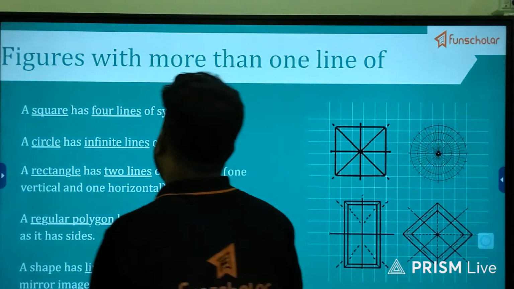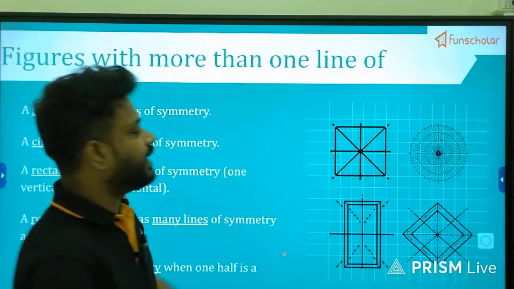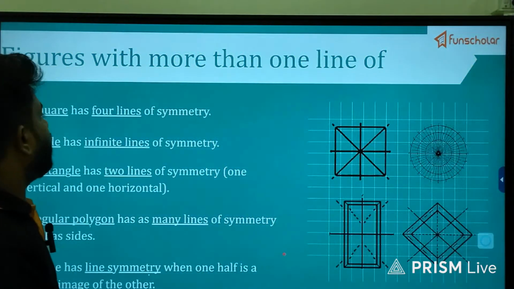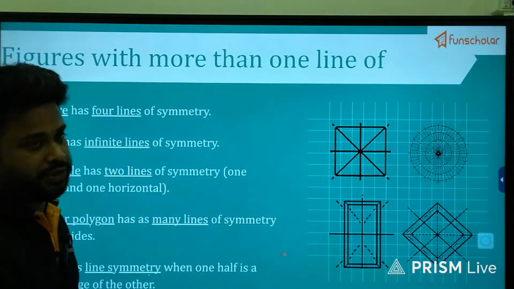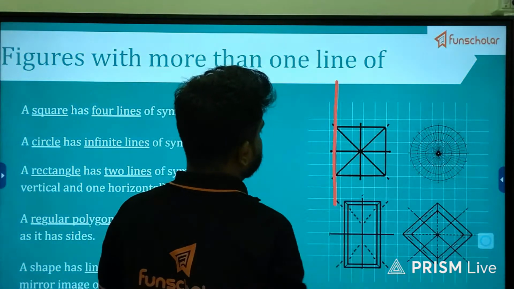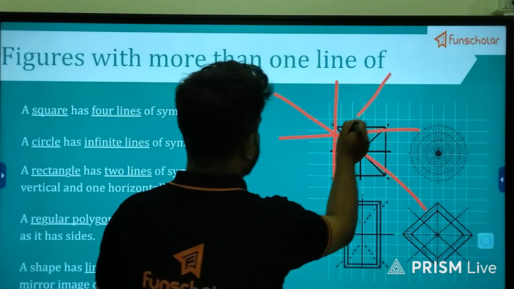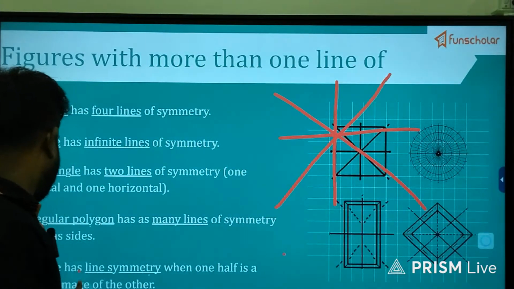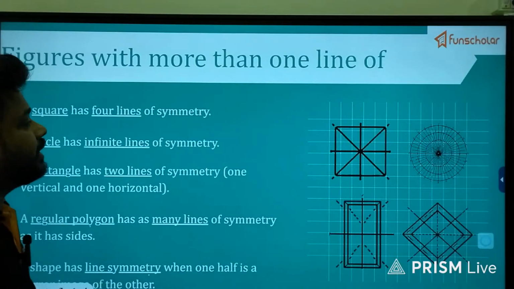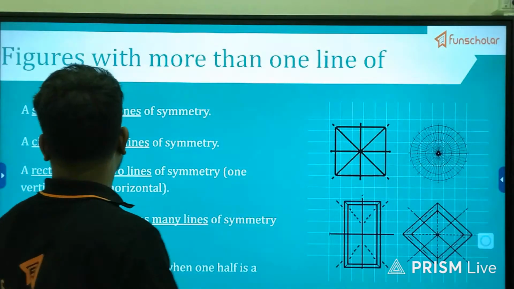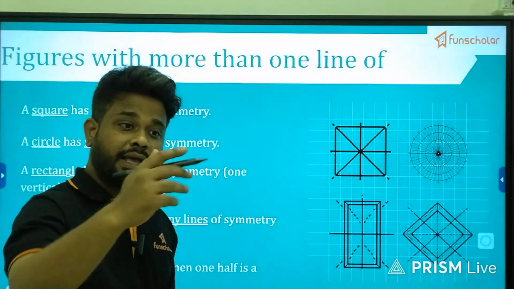Okay, so talking about all of this, you can see that it has a square, and a square has four lines of symmetry. Okay, one is this, one is this, one will be this, one will be this. So a square will be having four lines of symmetry. A circle will be having infinite lines of symmetry.